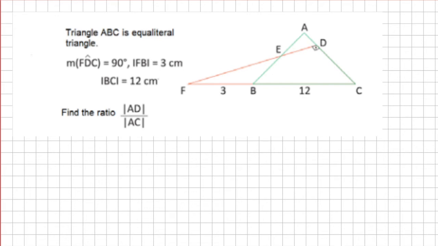So we have a triangle ABC that is equilateral. That means all the sides are congruent and the angles are also congruent. So all the angles have to be 60 degrees. And all the sides are going to be 12, since the base here, BC, is 12.